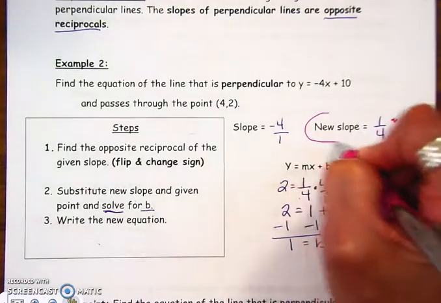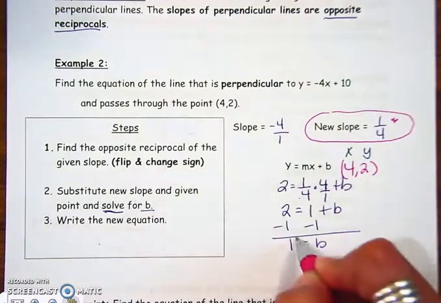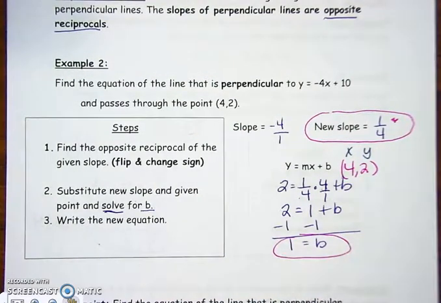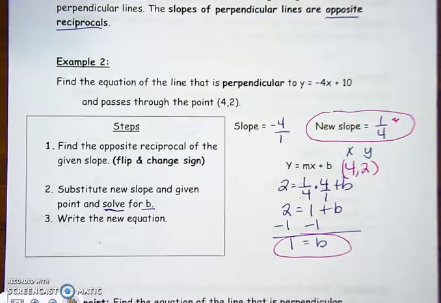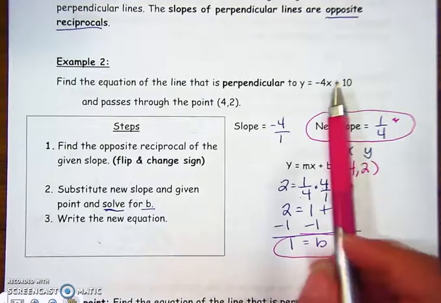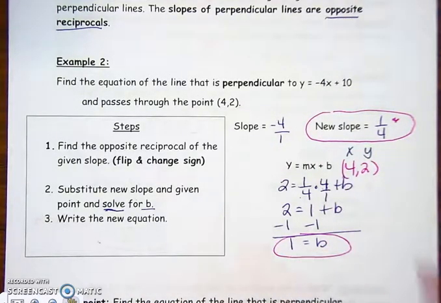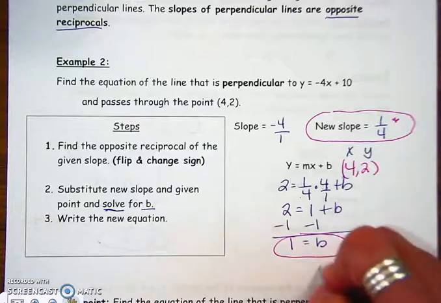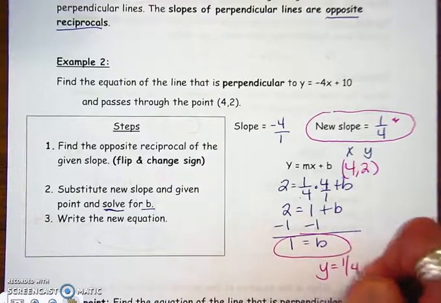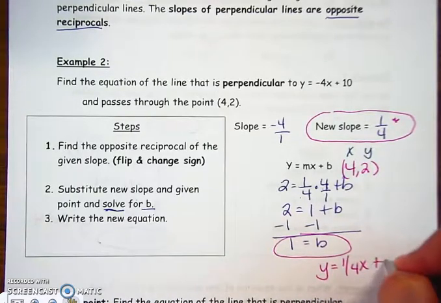Notice I have my new slope and I have my y-intercept. I can write the equation. So the equation of the line that is perpendicular to the given equation would be y is equal to 1/4 x plus 1. And this is our answer.